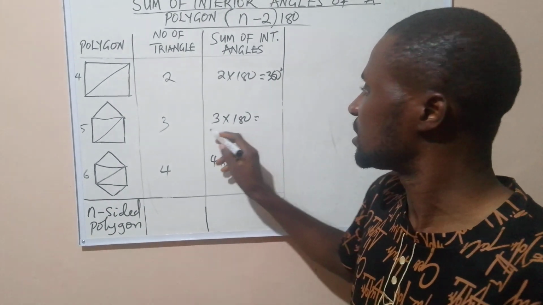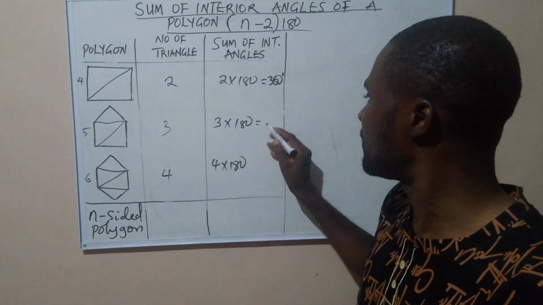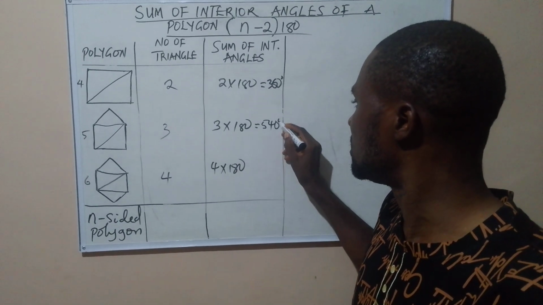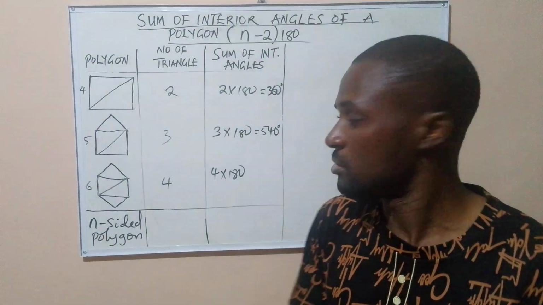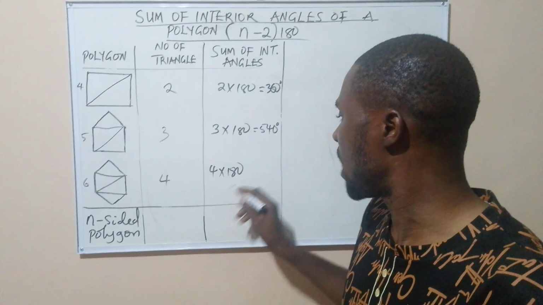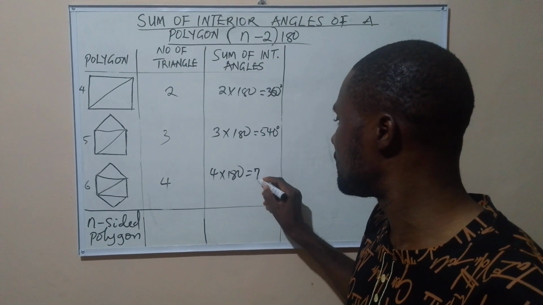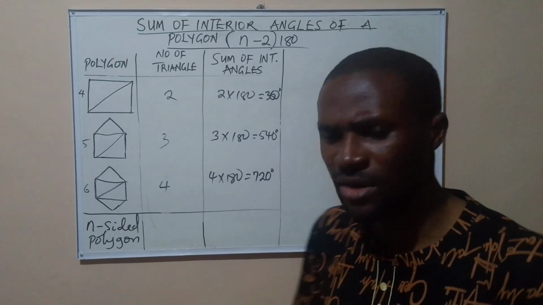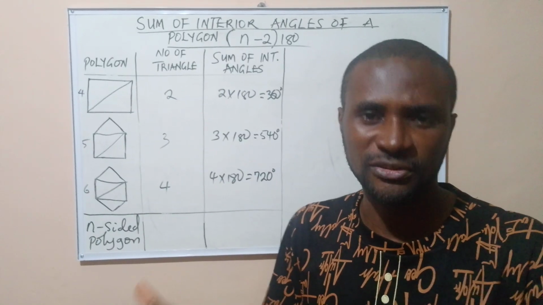Here also, for a pentagon, we are having 540 degrees. As for a hexagon, we are having how many? 720 degrees. Now, how do we come about this formula?